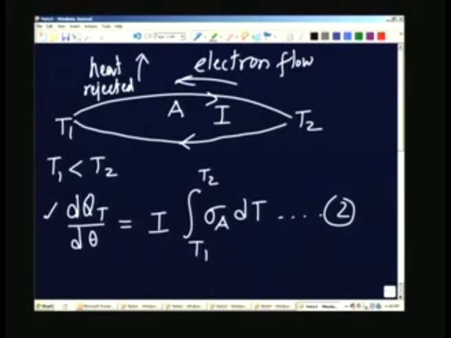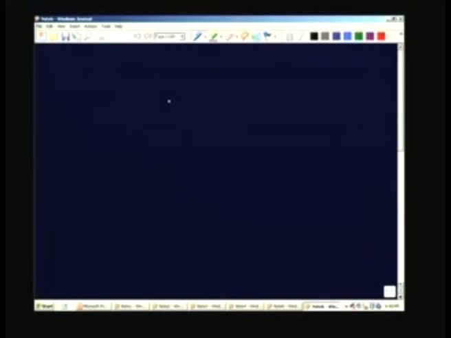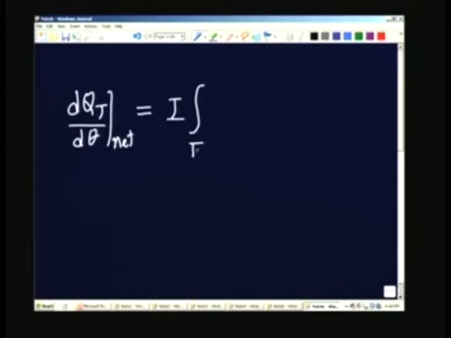Therefore, just like what we had in the case of the Peltier effect, if heat is rejected along the length of the conductor A, it will be absorbed along the conductor B. So, it will be a difference of similar terms, and therefore, I can write the second equation as dq Thomson by d theta, which I will call net, is equal to the difference between the two: I into the integral from T1 to T2 of sigma A minus sigma B dt. This we can call equation 3.